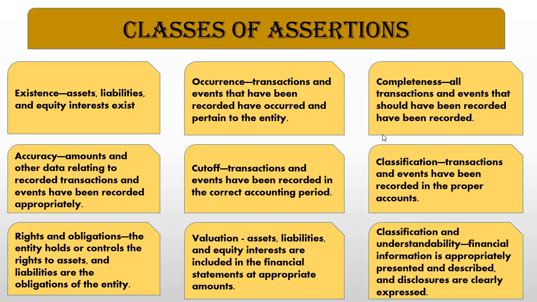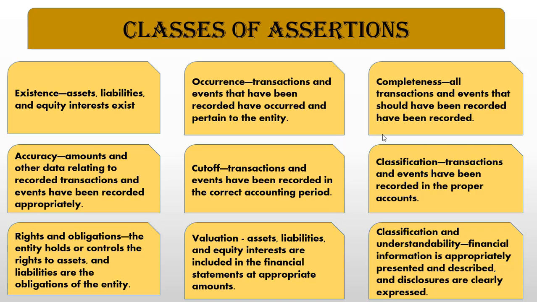and pertains to the entity. Completeness, on the other hand, is where we try to see whether all relevant transactions had been recorded in the accounting books. Classification: as an auditor, we have to test whether the transaction had been classified properly in the accounting records. Cut-off, on the other hand, we are looking into whether the transaction is included in the correct accounting period.